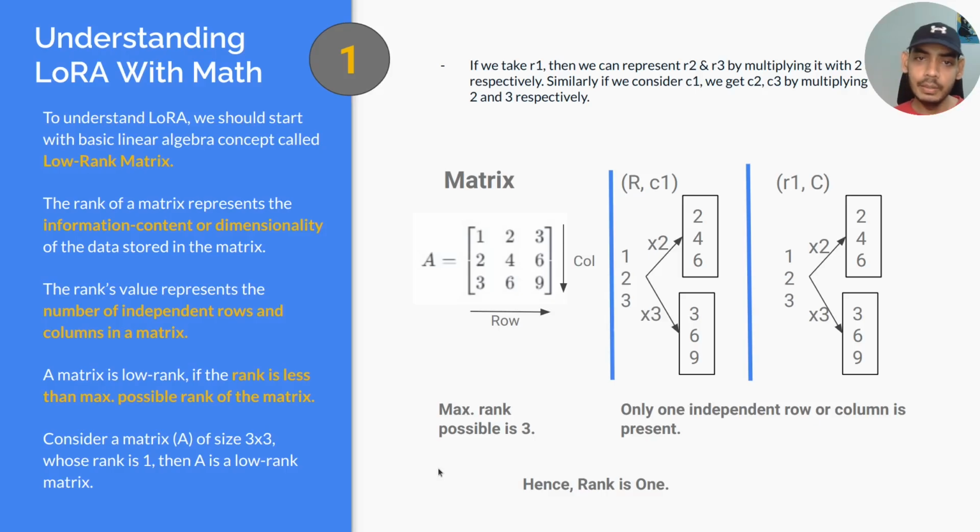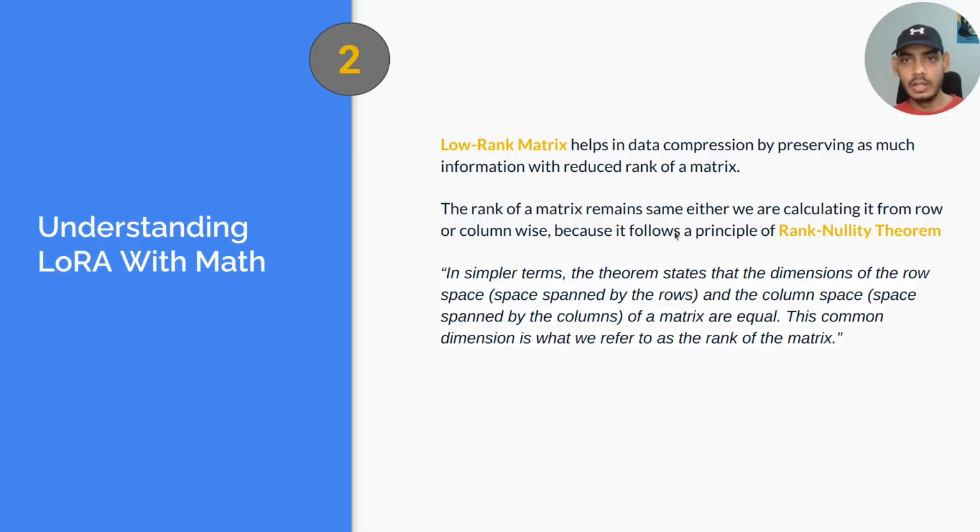So any matrix which can be reduced like this is a low rank matrix. A matrix is low rank if the rank is less than the maximum possible rank. In this case, the maximum possible rank was 3 and we were able to reduce it to 1. So this matrix is a low rank matrix. Now, a low rank matrix helps in data compression since we reduced it from 3 to 1. That's why it is used for data compression.